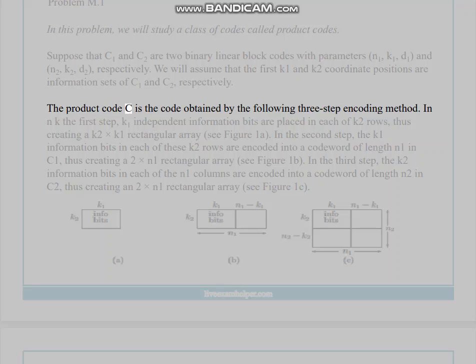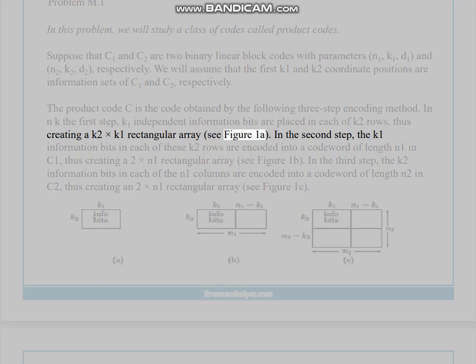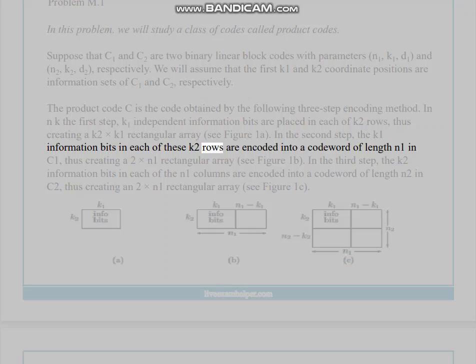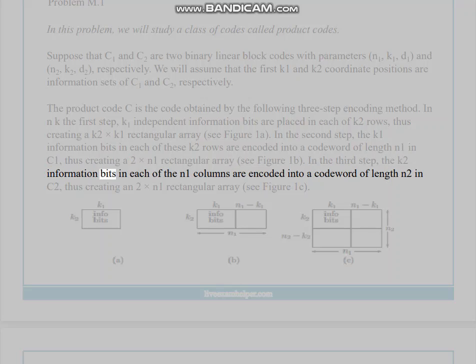The product code C is the code obtained by the following three-step encoding method. In the first step, K1 independent information bits are placed in each of K2 rows, thus creating a K2 times K1 rectangular array, see Figure 1a. In the second step, the K1 information bits in each of these K2 rows are encoded into a codeword of length N1 in C1, thus creating a K2 times N1 rectangular array, see Figure 1b. In the third step, the K2 information bits in each of the N1 columns are encoded into a codeword of length N2 in C2, thus creating an N2 times N1 rectangular array, see Figure 1c.